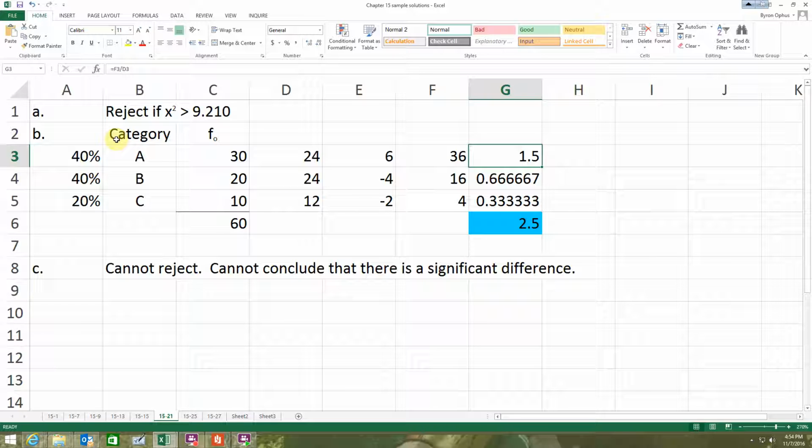So for 21 anyhow, it says the following hypothesis is given. 40% of the observations are in category A, 40% are in B, and 20% are in C. And then H sub 1, the distribution of the observations is not as described in H sub 0. So we take a sample of 60. Again, the percentages over here are given to us in the hypothesis, and then these are the actual numbers, right?